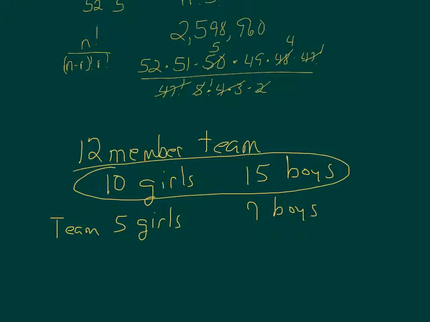Order doesn't matter. So we know we're going to have 10C5 for the girls on the team. That's the number of possible outcomes for the girls, times the number of possible outcomes for the boys, which is 15C7. Because we've got two different possible outcomes, and when we have 2 possible outcomes, we multiply them together. Goes back to what we did the other day.